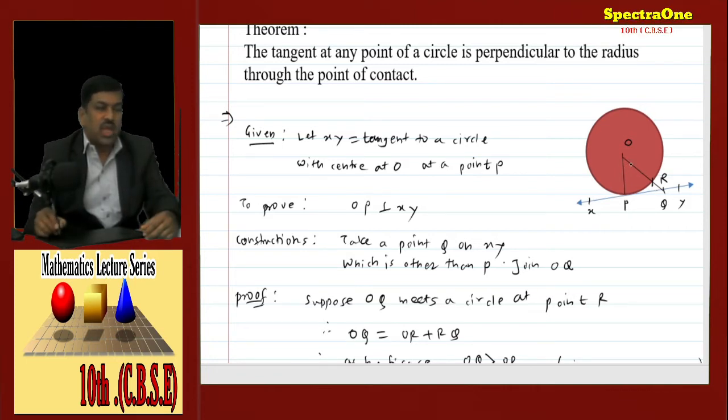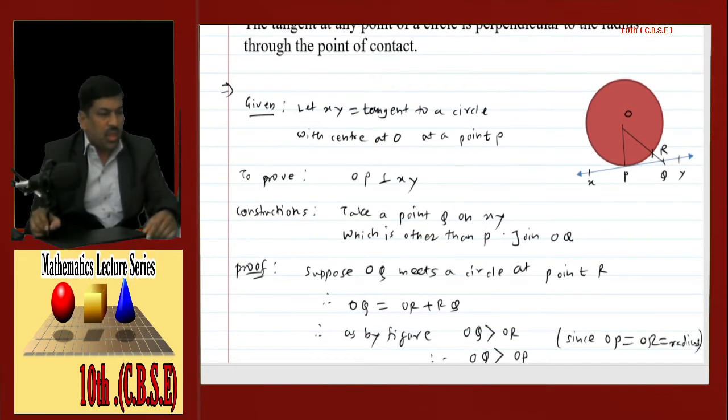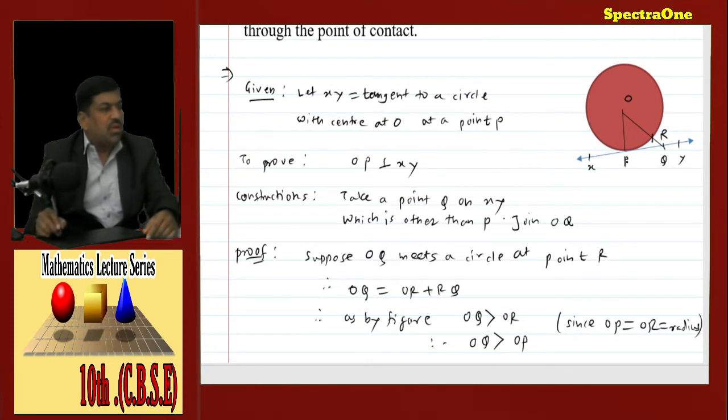So what have we taken? We have taken another point Q which is present on the XY but which is other than P. Then we have joined OQ. We have drawn a line from the center of the circle to the point Q of XY. And we have taken one point R. R is another point where it meets the circle. From a point Q on XY other than P, join OQ, and let OQ meet the circle at a point R.